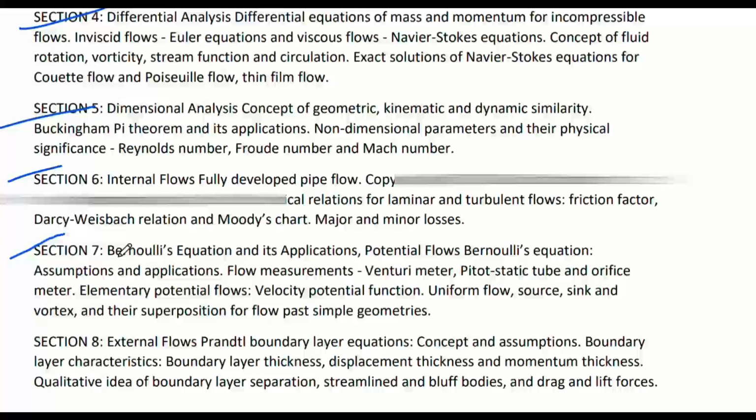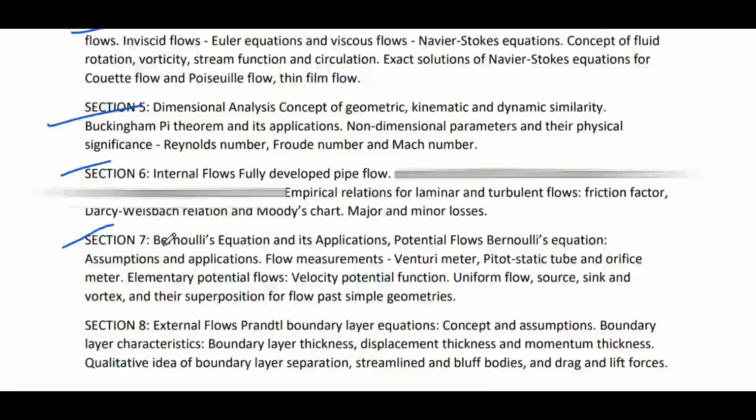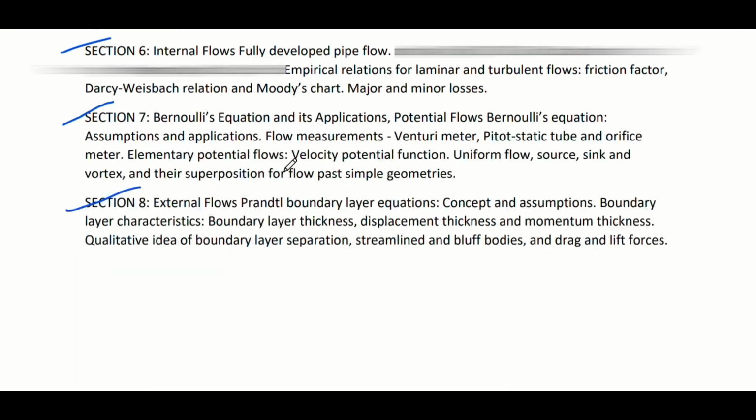Section 7, Bernoulli's equation and its applications, potential flows: Bernoulli's equation, assumptions and applications, flow measurements, Venturi meter, pitot static tube and orifice meter, elementary potential flows, velocity potential function, uniform flow, source, sink and vortex, and their superposition for flow past simple geometries. Section 8, External flows: Prandtl boundary layer equations, concept and assumptions, boundary layer characteristics, boundary layer thickness, displacement thickness and momentum thickness, qualitative idea of boundary layer separation, streamlined and bluff bodies, and drag and lift forces.